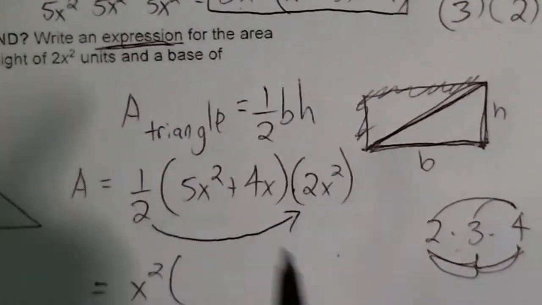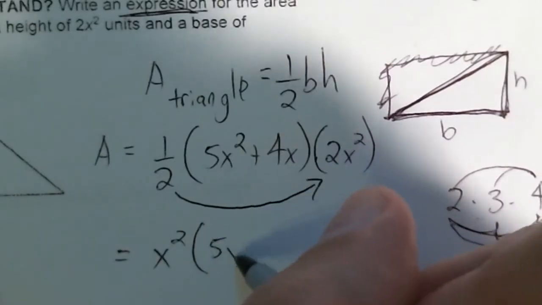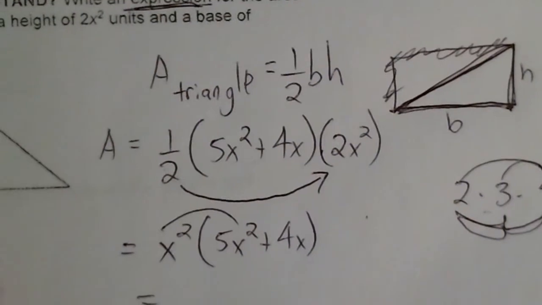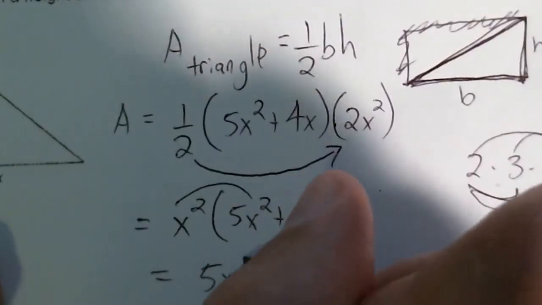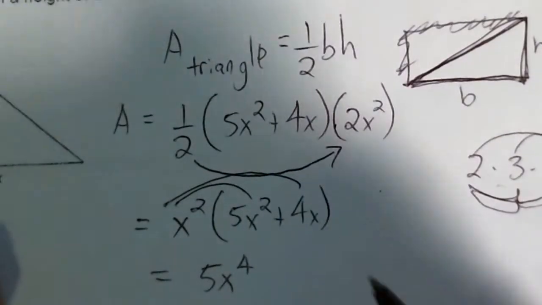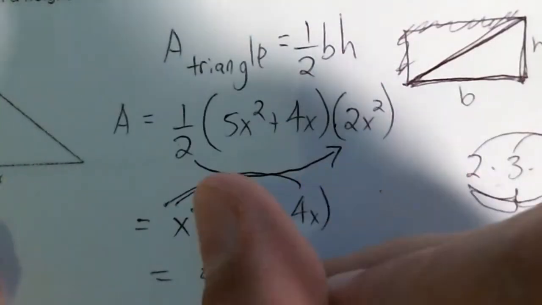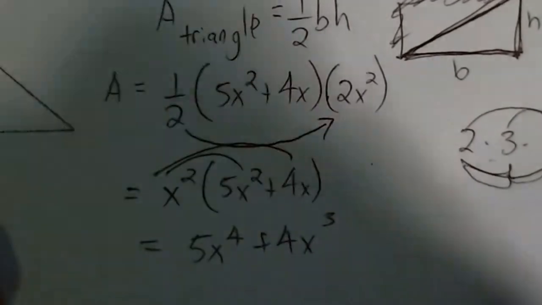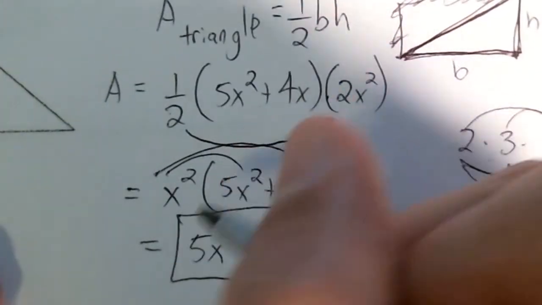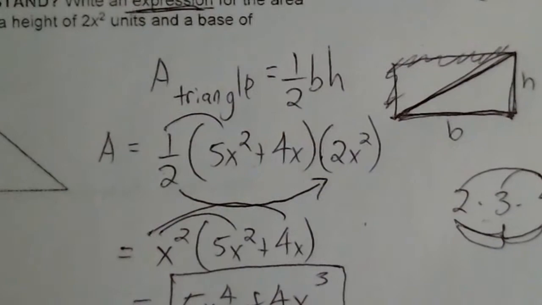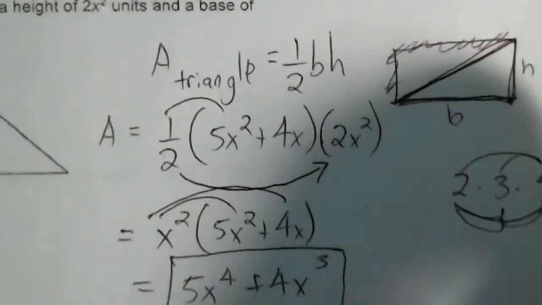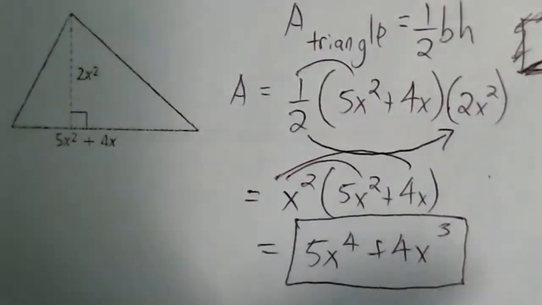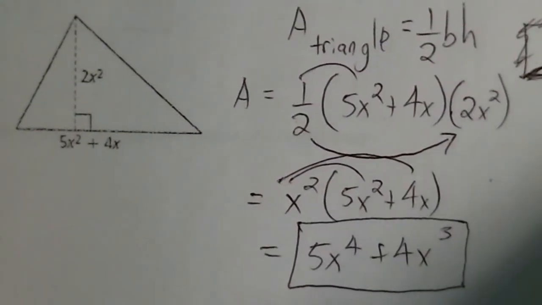And now I have the middle set of parentheses. Now I can distribute. X squared times 5x squared is 5x to the 4th. Add those exponents. X squared times 4x is, add the 2 plus the 1, is 4x cubed. Okay, so my final answer is 5x to the 4th plus 4x cubed. I never had to mess with this nasty 2.5 stuff. So be smart about the way that you solve problems. You want to make it as hard on yourself as possible. Just kidding. Reverse that. You want to make it as easy as possible on yourself.